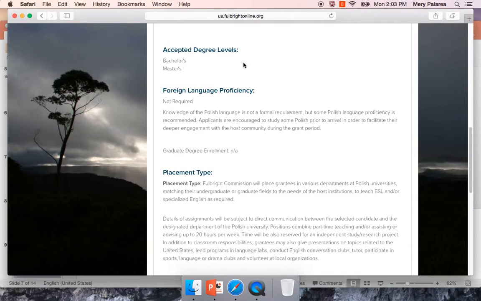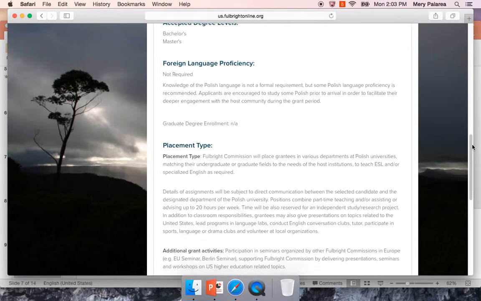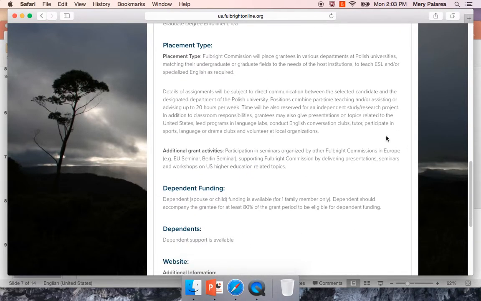Again, foreign language is not required, but they are saying that prior to your arrival, in order to facilitate deeper engagement, you should learn some, be at least conversational by the time you arrive. So remember, with the English teaching assistantship, you get to choose the country you apply to, but you don't choose your final city and location. The Fulbright Commission places you in a location. So in this case, they're telling you a little bit about that, which is good to know. The Fulbright Commission will place grantees in various departments at Polish universities, matching their undergraduate or graduate fields to the need of the host institution.